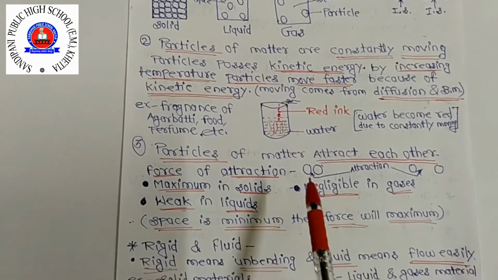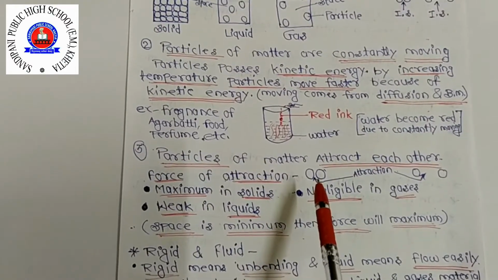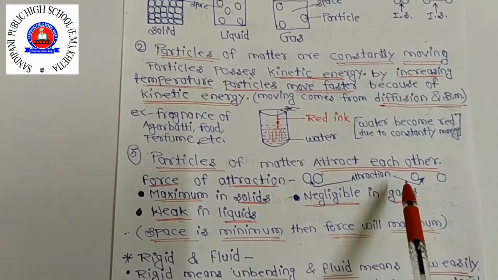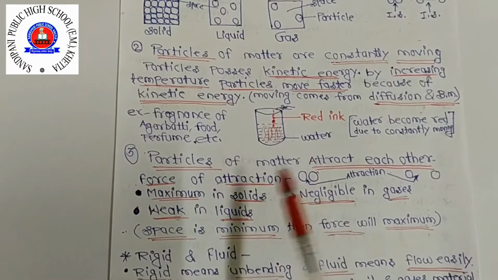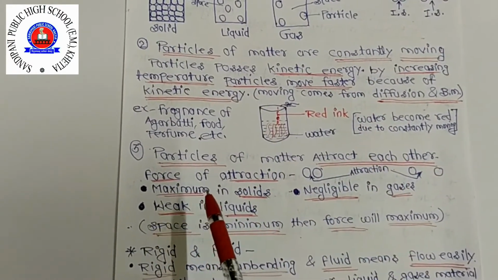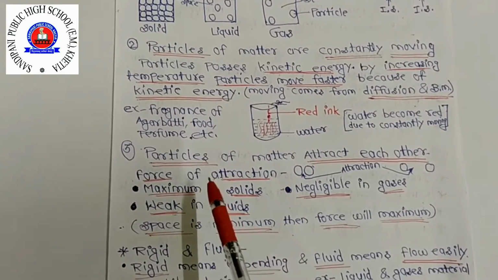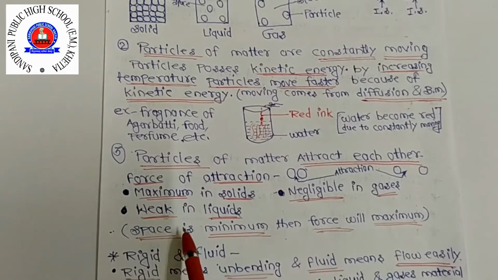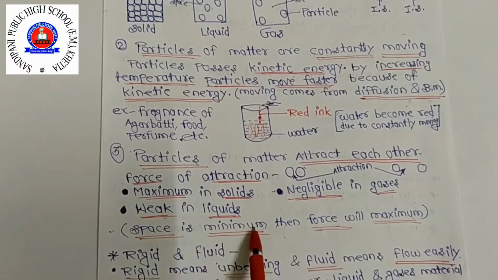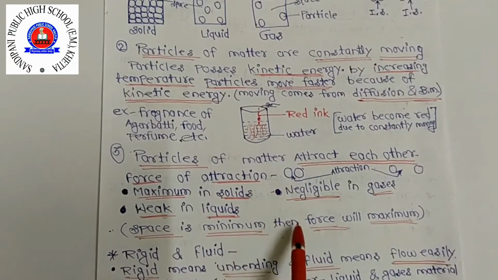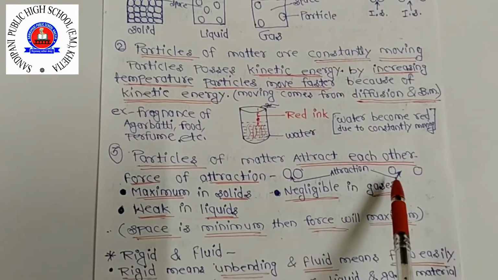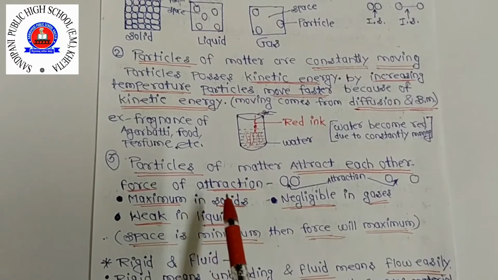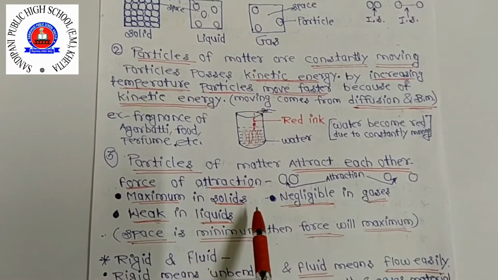Okay, so same like that, if space is less then force of attraction is more. If space is more then force of attraction is what? Less. It is opposite to the space. So maximum force of attraction in solid, weak in liquid, negligible in gases. So remember always this: space is minimum, अगर space कम होगा then force will be maximum. If space is more then force will be less. Clear this one?